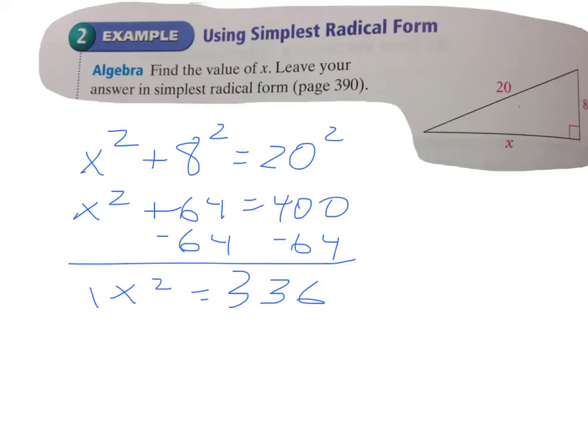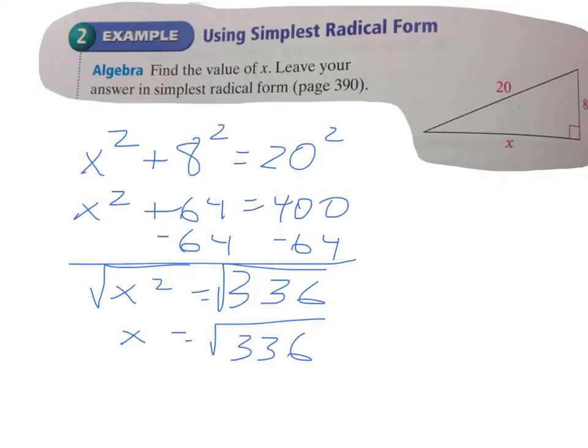336. Take the square root of both sides, and we get x to equal the square root of 336. Now we've got to try to find any perfect squares that go into 336. Well, 4 goes into 36, so 4 is going to go into 336. But if you see a bigger perfect square that goes into 336, it's going to make it even easier.